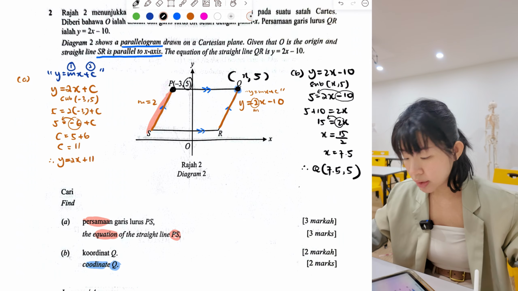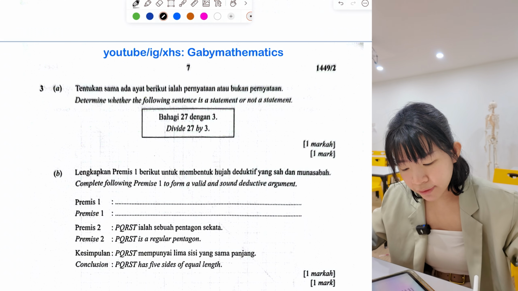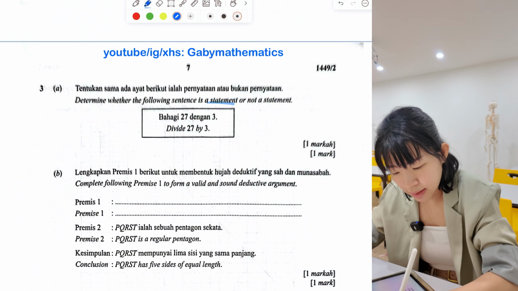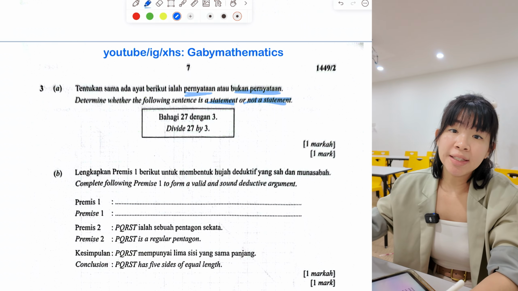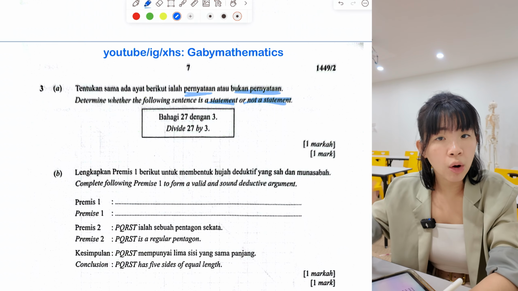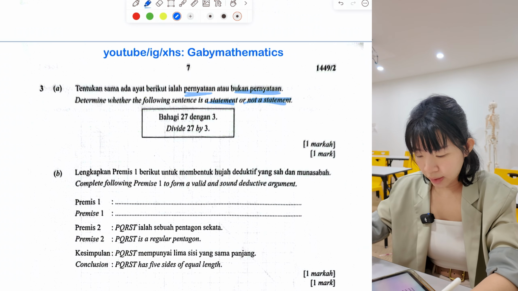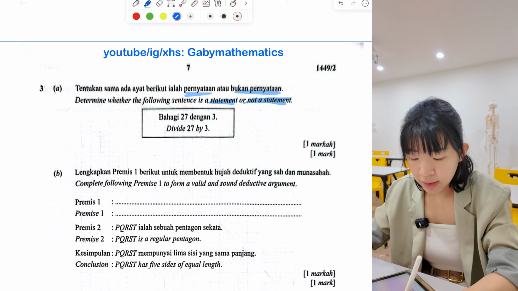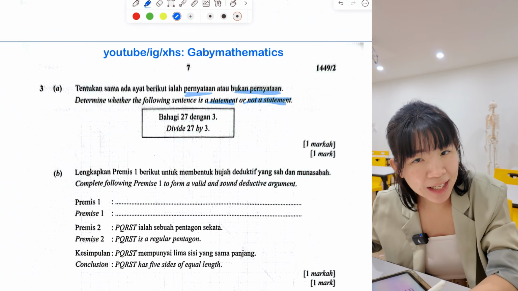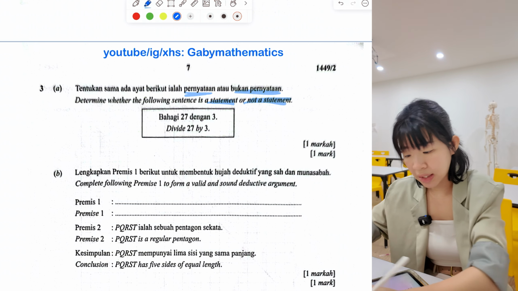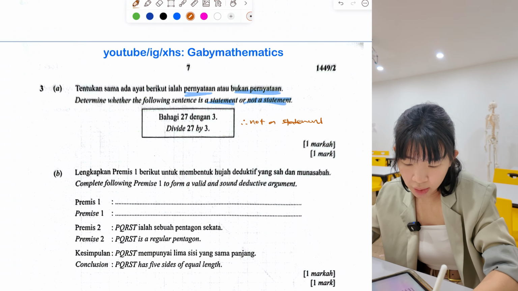Okay, let's look at question number 3. Determine whether the following sentence is a statement or not a statement. Pernyataan atau bukan pernyataan. When for a sentence you're able to tell true or false, then it is a statement. When you can't tell, it is not a statement. Look at this: divide 27 by 3. True or false? They don't even give us the answer, so we can't tell whether it is true or false, correct? So this is not a statement.